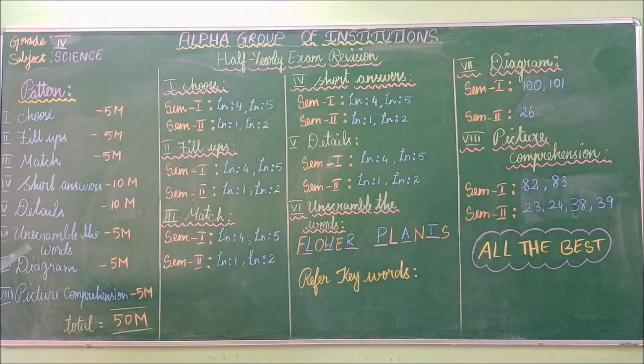The part 6, unscramble the words. Here I will be giving you words with missing letters. I will be giving you 10 words with missing letters. Each word will be containing half a mark. So totally 5 marks.